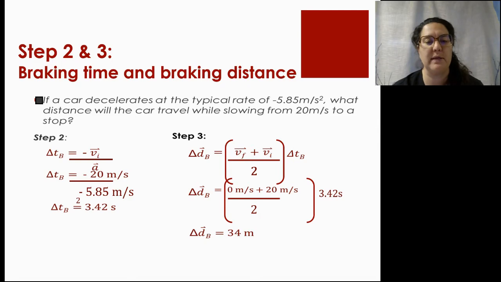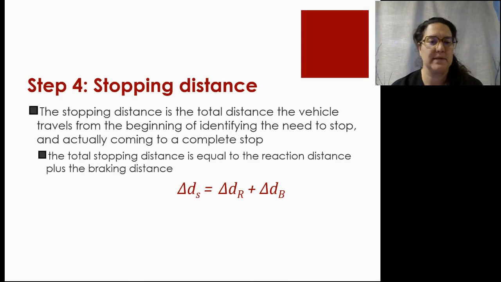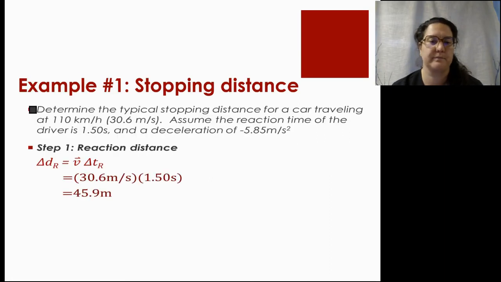Now for step 3, we need to calculate our displacement during that 3.42 seconds. So we take our final velocity of 0, add it to 20 meters per second, divide it by 2, and multiply it by our time of 3.42 seconds. So we get a total braking displacement of 34 meters. To find our complete stopping distance, what we need to do is add the distance traveled during our reaction time and the distance traveled during our braking time.